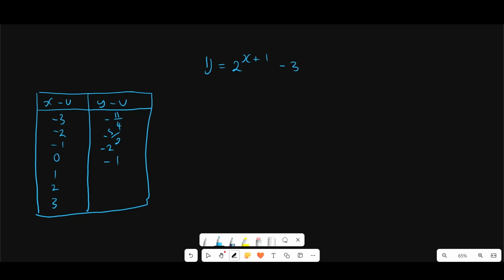Then you plug in 1, you will get 1, right? Then if you plug in 2, then you will get 5, and if you plug in 3, you will get something like 13, I think. You'll get 13, and thereafter you just sketch your graph.